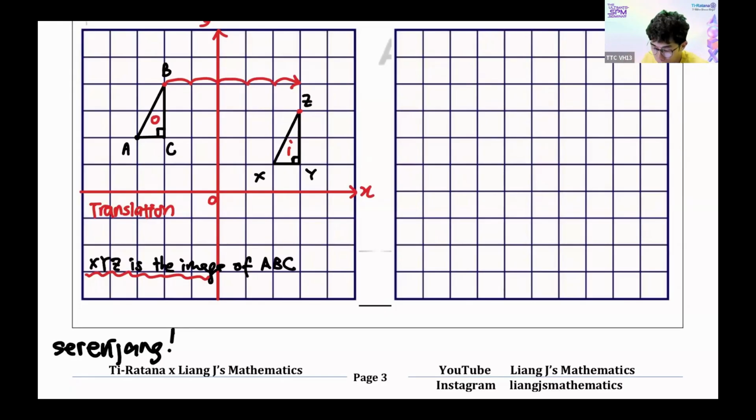If you go right, it will be positive. That will be a positive 5. Then next, you are going down to join Z, right? So we go down, that will be negative 1. Okay, that will be negative 1.